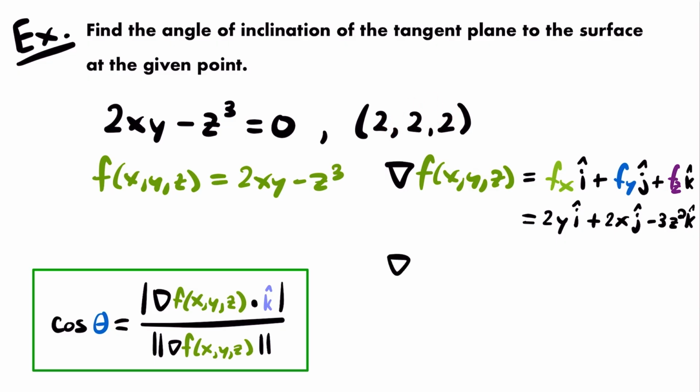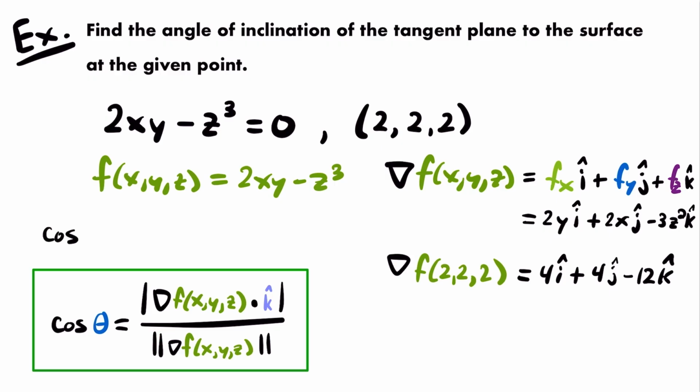We'll have the gradient of f of 2, 2, 2, which will give you 4, since y is 2. 2 times 2 is 4. So 4i plus 2x, where x is 2, so we get 4j, and then minus 3 times z squared. z is 2, so 2 squared is 4, times 3 gives you 12. So we have 12k, or minus 12k. And so now we can set up this formula.